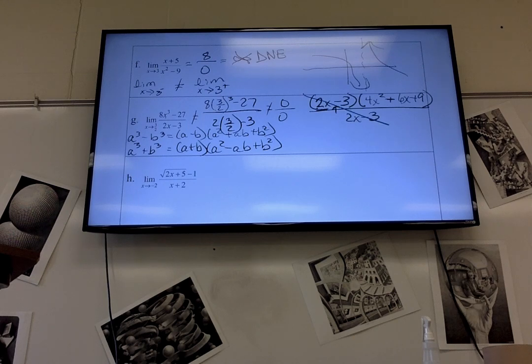Then we can see the 2x minus 3's cancel. So that creates a hole in the graph. And what's left is just 4 times 3 over 2 squared plus 6 times 3 over 2 plus 9. I think it's 27, yeah.